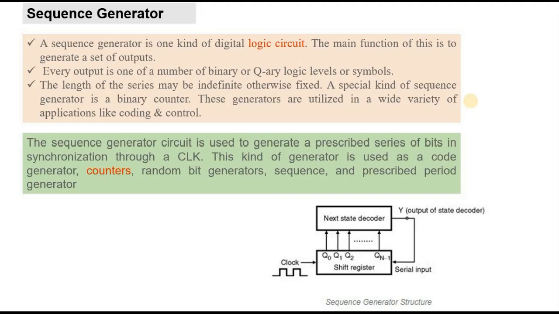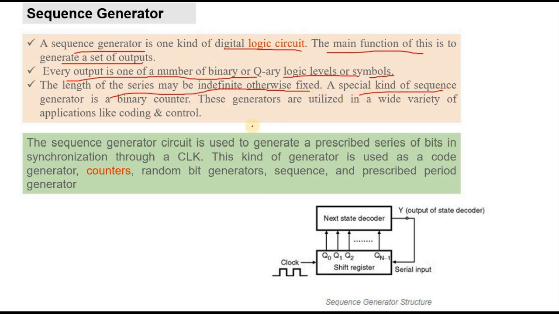And the sequence generator. A sequence generator is a kind of digital logic circuit. The main function of this is to generate a set of outputs. Every output is one of the number of binary or logic values or symbols. The length of the series may be indefinite, otherwise fixed. A special kind of sequence generator is the binary counter. These generators are utilized in a wide variety of applications like coding and control.